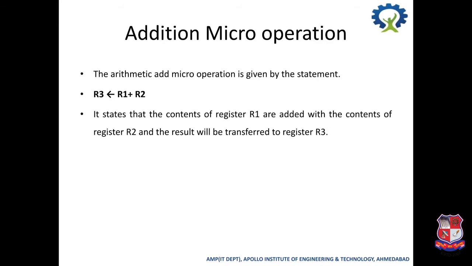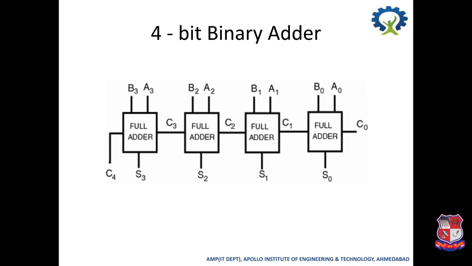First is the addition micro operation. We all know that an addition micro operation adds the content of one register to another, and the result is transferred to another register. We see the hardware implementation of this. Here a 4-bit binary adder circuit is there. We take 4 full adders. We all know that a full adder has 3 input and 2 output lines.